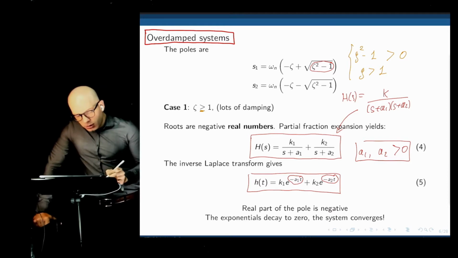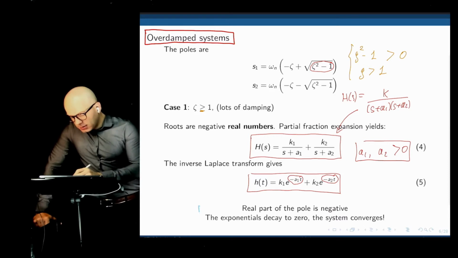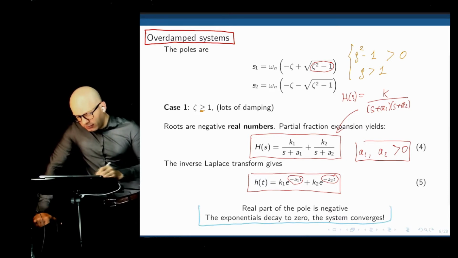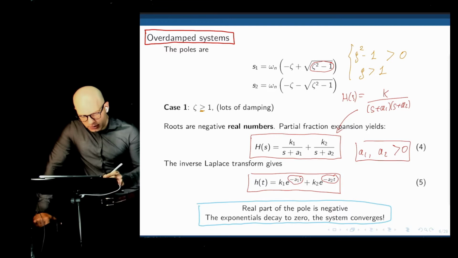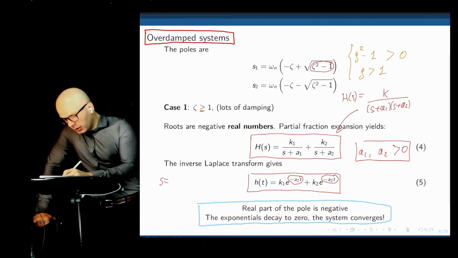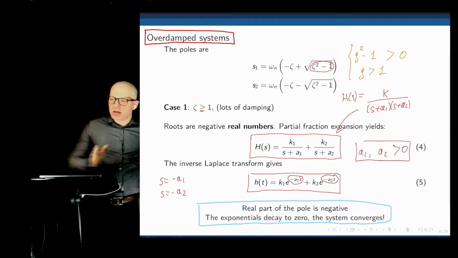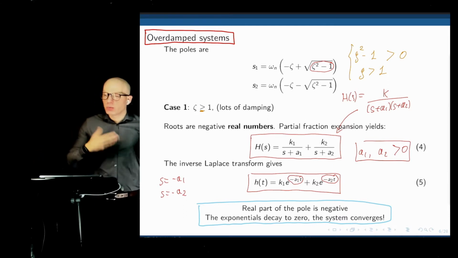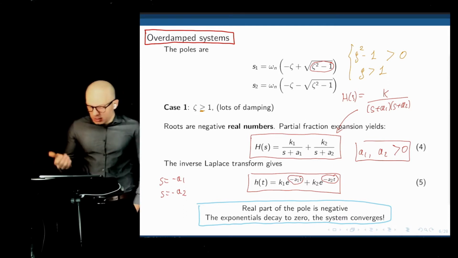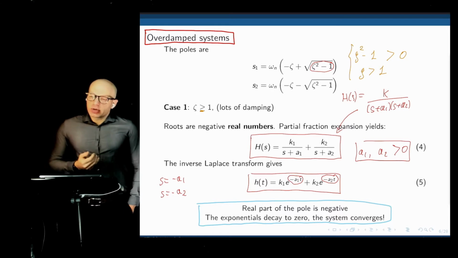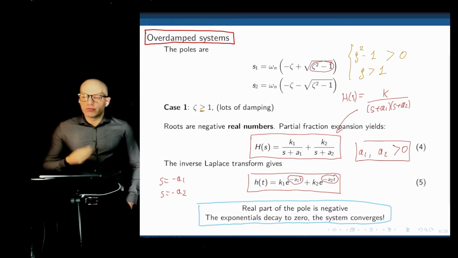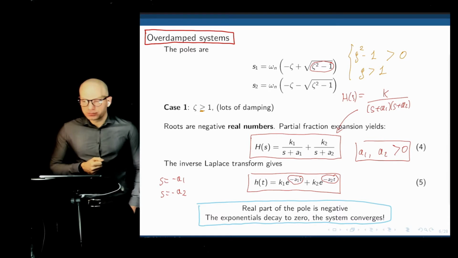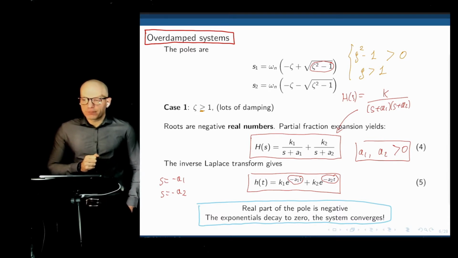Okay. So the main message then is, because the real part of the poles is negative, remember that the poles of this transfer function are negative a1 and negative a2. They are located on the left side of the S-plane. The real part is located on the left side of the S-plane. The exponentials they create will decay to 0. The system converges to a steady state value. And this is the case for overdamped systems. Any questions here?